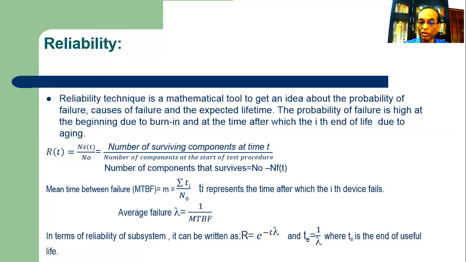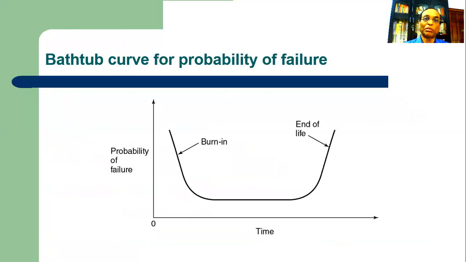And the nature of the failure is represented by the bathtub curve. This is the bathtub curve for probability of failure. So the probability is very high at the beginning, as I pointed out, and at the end of the life, when it is getting aged, at that time the failure is more. Other than that, the failure rate is constant. That is very small failure. The probability is very low here. So this is called the bathtub curve for probability of failure.